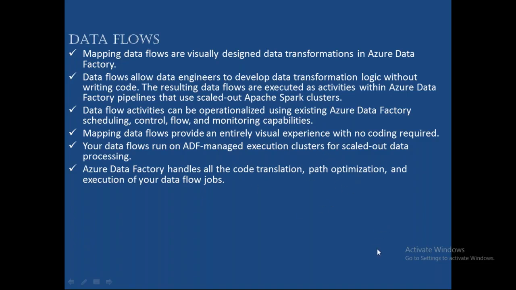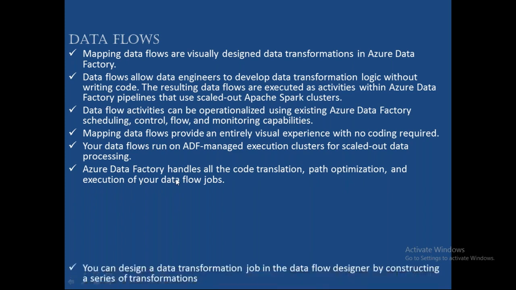Next, path optimization. Path optimization means in which order we need to execute these activities to get better performance. In which order we need to execute the transformations to finish the job quickly. That path optimization will be done next, and then execution of your data flow jobs. Once code translation and the order of executing the transformation activities are decided, it will execute your data flow job, because these two are very important.